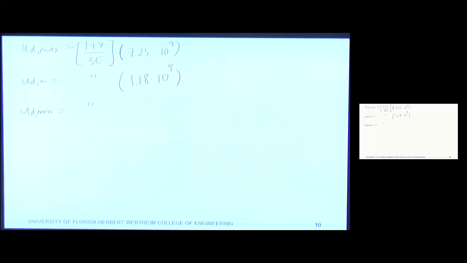Well, it's going to be 0 anyway because all the minimum values were 0. So, okay, there you go.